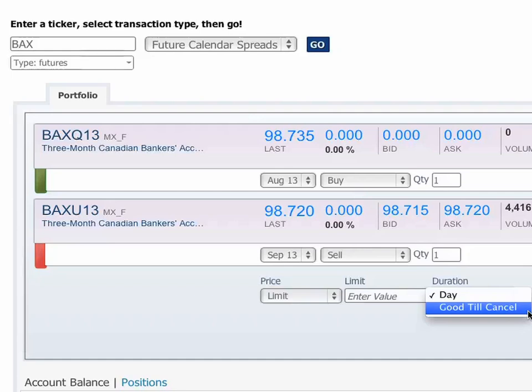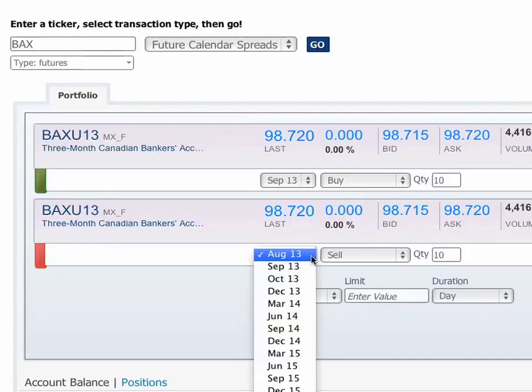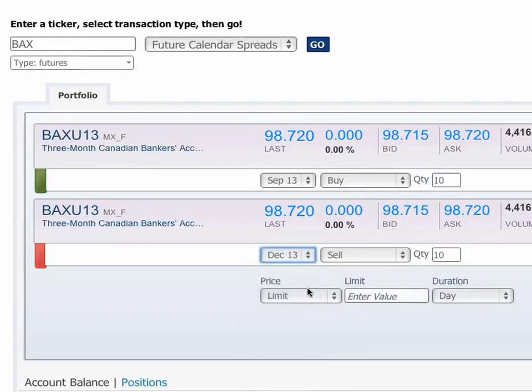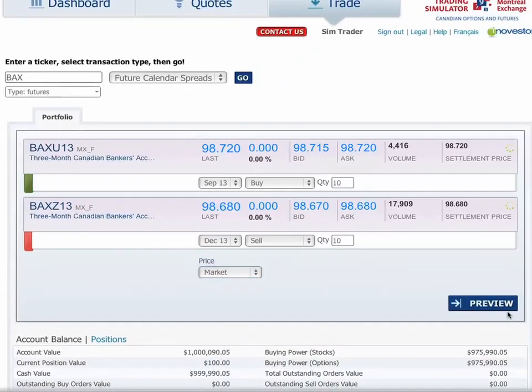For the purpose of this example, we will open a position by buying 10 of the closest quarterly contract, which is the September 2013 contract, and selling 10 of the next quarterly contract, which is the December 2013 contract, at market. Once we enter the necessary parameters, we click on Preview.